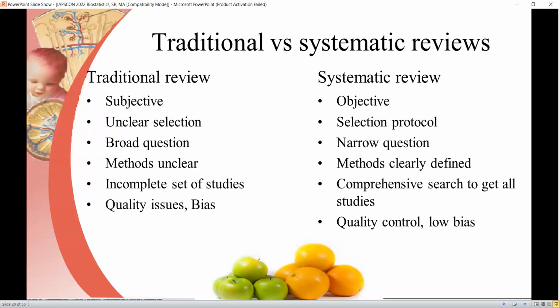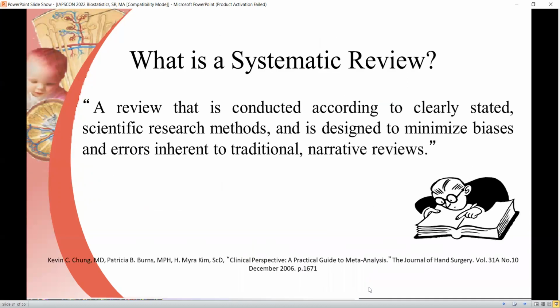So traditional reviews are subjective with unclear selection, a broad question, unclear methods, and you include all studies with various biases. Whereas a systematic review has a clear objective. So you have a selection protocol, you narrow the question, you define the methods about what exactly you want to look at. So a comprehensive search to get all studies, and then quality control to reduce the bias. You just make sure that you are not comparing apples and oranges, right?